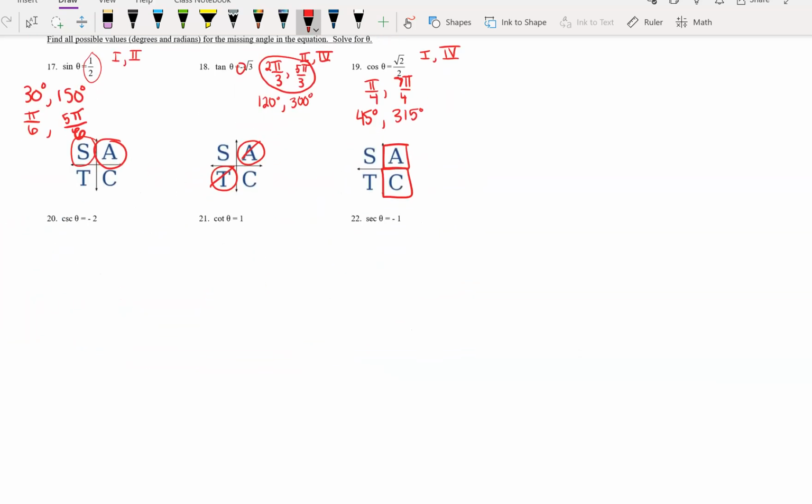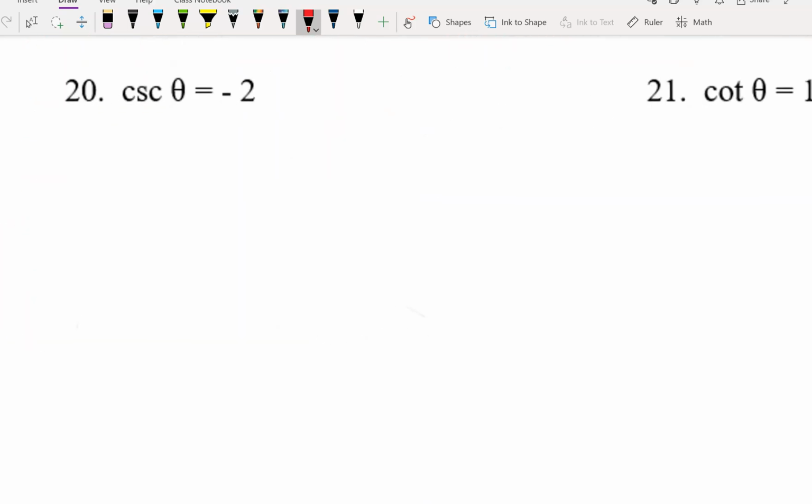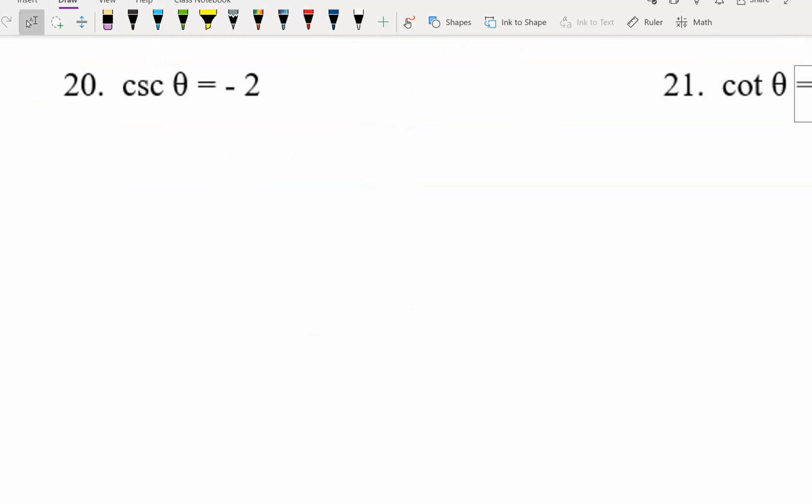All right, couple more. If you want to pause the video and try these, you're welcome to. These are a little bit trickier. Cosecant of theta is -2, which would mean that sine of theta would be -1/2, because sine is the reciprocal. I would much rather deal with sine than cosecant, so I'm going to immediately change that into a sine.